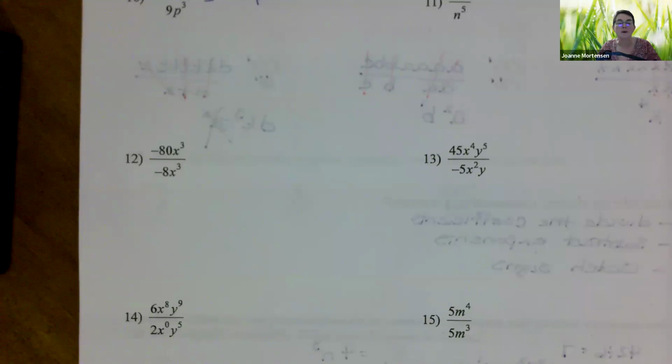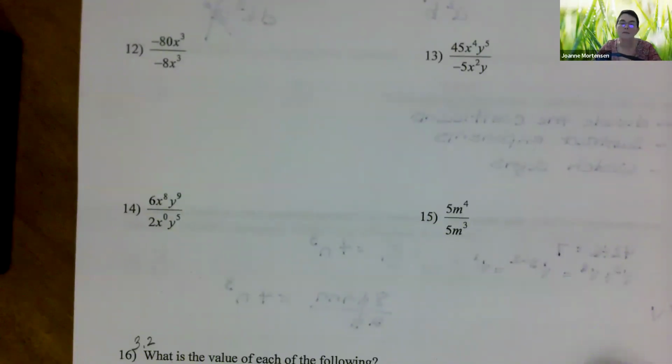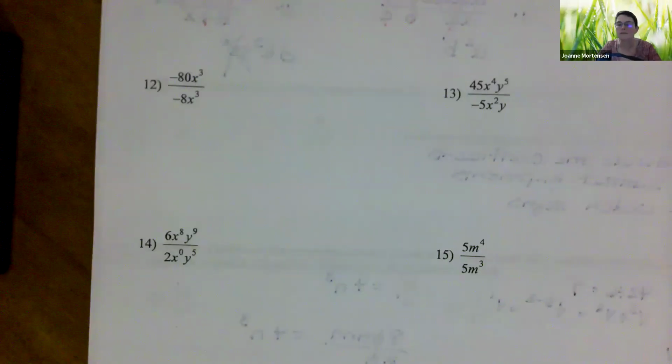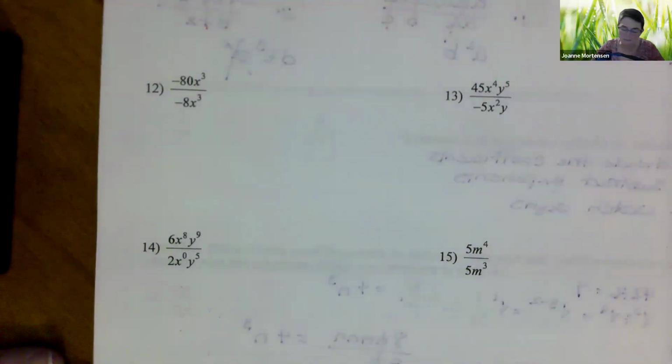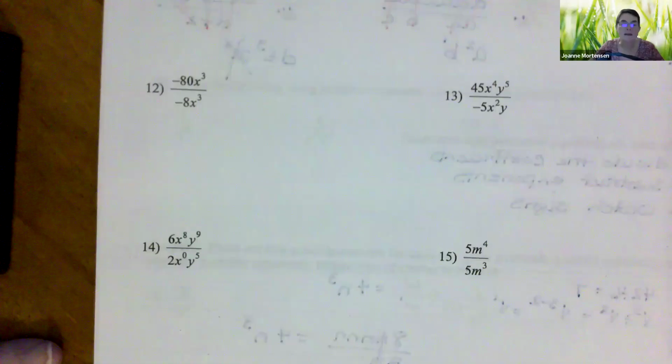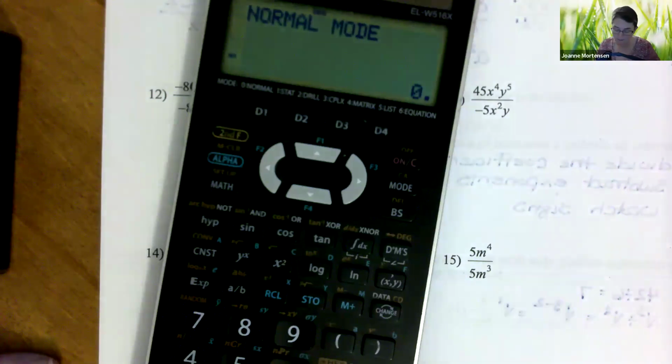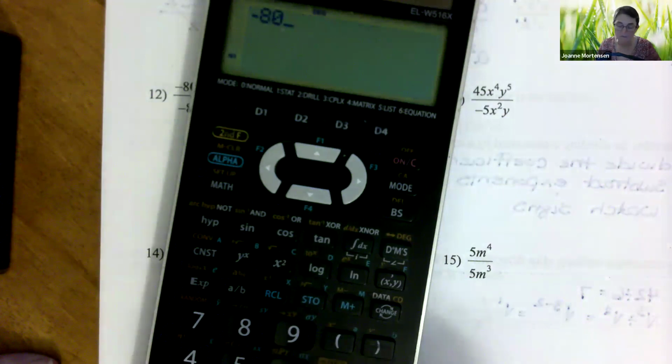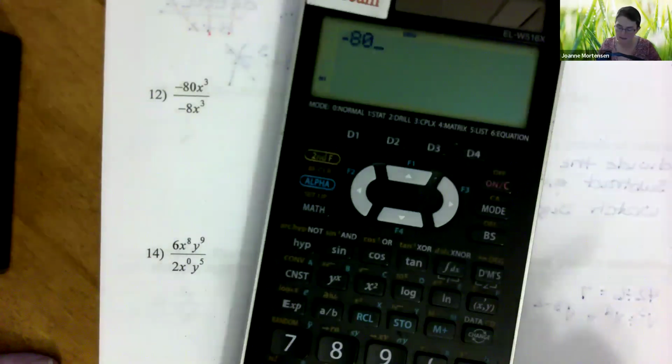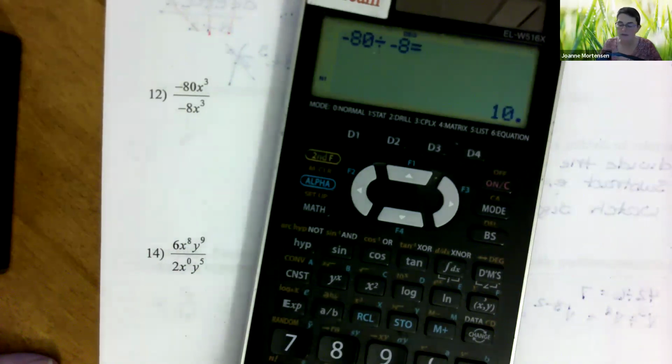Okay. Let's look at number 12 now. Sorry for the bleed through. I didn't realize this was printed back to back. A negative divided by a negative makes positive, right? If you're not sure, you could try it. Negative 80 divided by negative 8 gives me plain old 10.